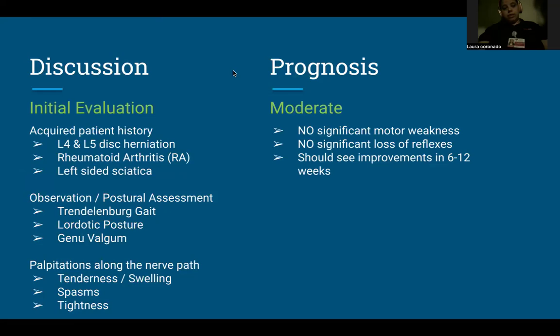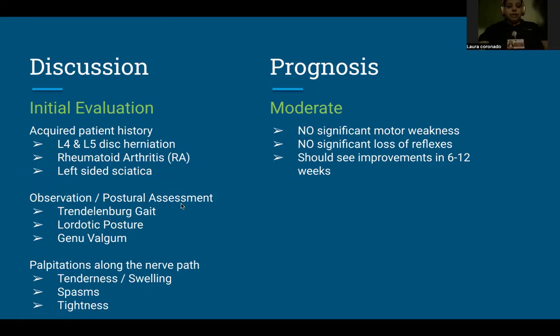So a little discussion about my patient in particular. During her initial evaluation, we acquired our patient history, which again, she has a disc herniation in her lumbar spine. She has RA, which, as we know, is also early onset. So this actually could have been the first domino to fall in effect that would eventually lead to a sciatica.